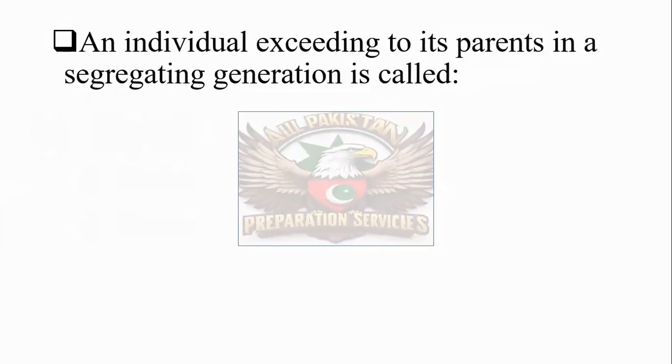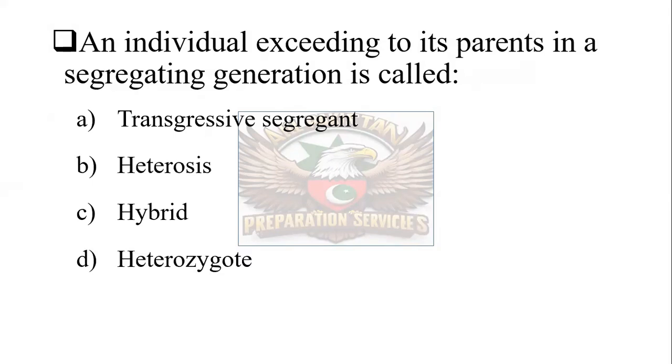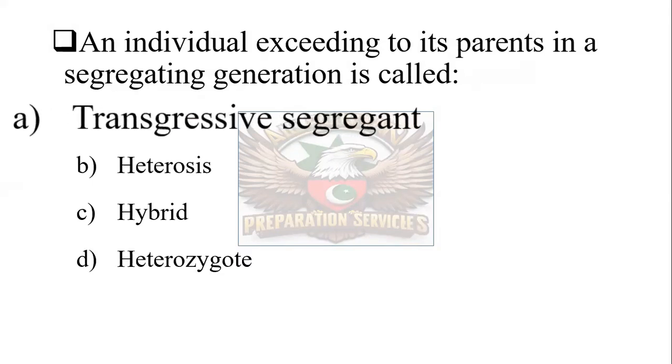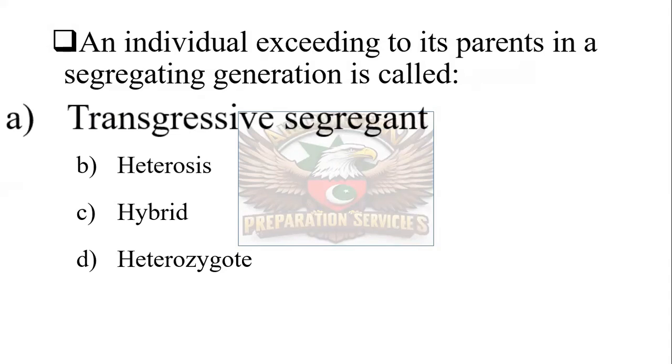Our next question is: an individual exceeding its parents in a segregating generation is called transgressive segregates, heterosis, hybrid, or heterozygote? The correct one is transgressive segregates. An individual exceeding its parents in a segregating generation is called a transgressive segregate.